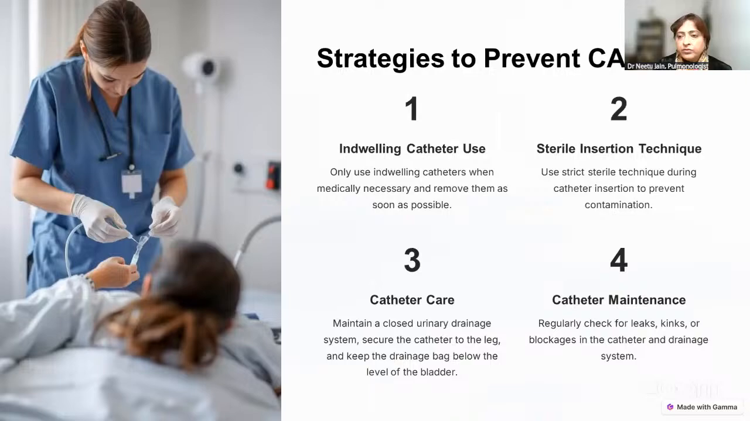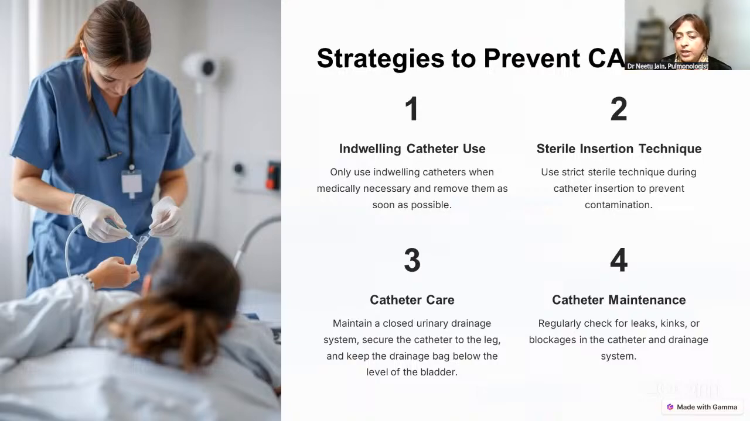So for CAUTI, same bundles, same thing. Use an indwelling catheter only when it is necessary. Otherwise, try to use a condom catheter, try to use diapers, try to encourage the patient to self-void. Always use a sterile insertion technique. Catheter care is mandatory. Maintain a closed urinary drainage system.